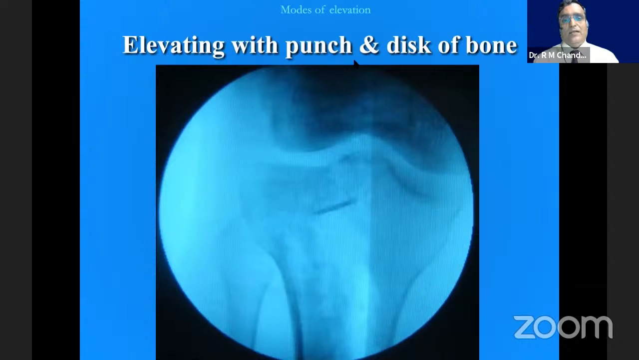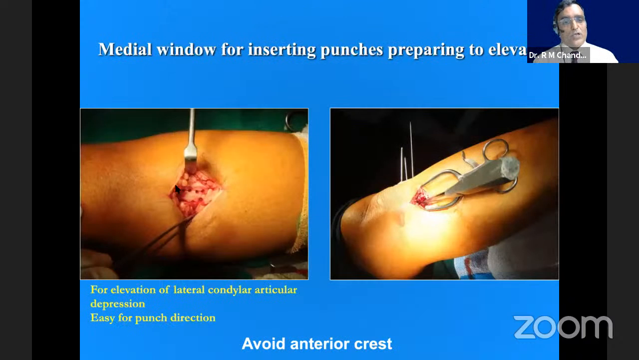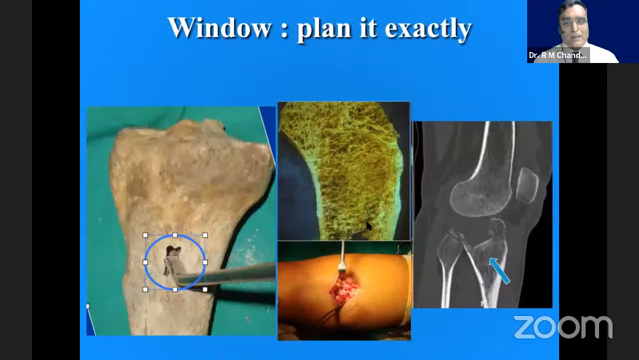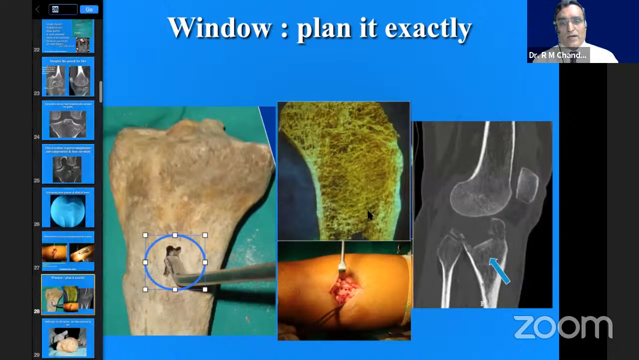Many times elevating with a punch and disc of bone is quite useful, especially with multi-fragmented depressed fragments. So this is the window which I would like to plan on the medial surface for elevation of the lateral articular depression, and then the punch is inserted at various angles. This is where we would make a window. The window and the punch takes along with it some amount of articular bone, or we can take out the bone also.